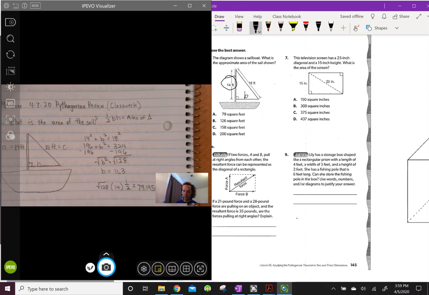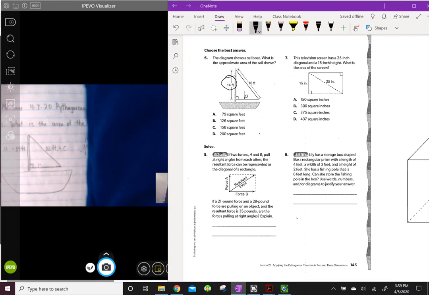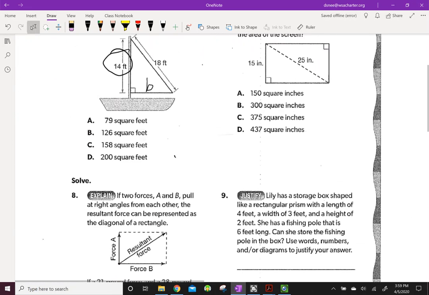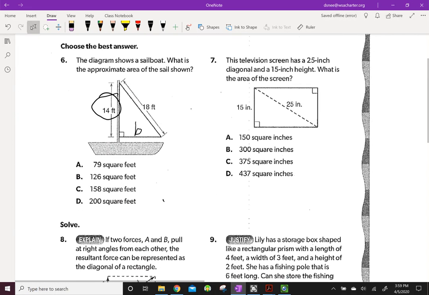And then I took this value right here before I rounded it to 11.3 so I could be more precise. I put the square root of 128, which is my base, and I multiplied that by my height, 14, and then I multiplied by 1/2, because that's how I find the area of a triangle, right? And I found that that was 79.195 feet approximately. And then if I go over here, my best answer choice is most definitely 79 square feet. A is the best answer for number 6.